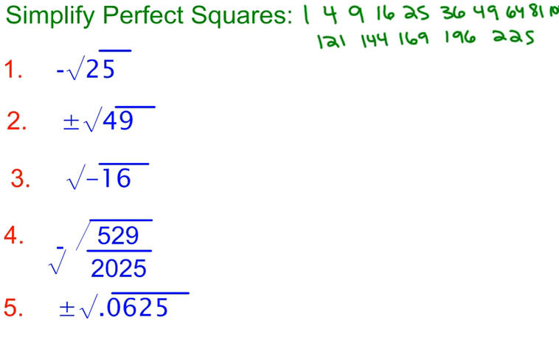So just to review really quick, number 1 is the square root of 25. You'll notice that I have a negative on the outside, so my negative would be my answer. The square root of 25 is 5. In number 2, I have plus or minus on the outside, so the square root of 49 would be 7, and I keep that plus or minus out there.